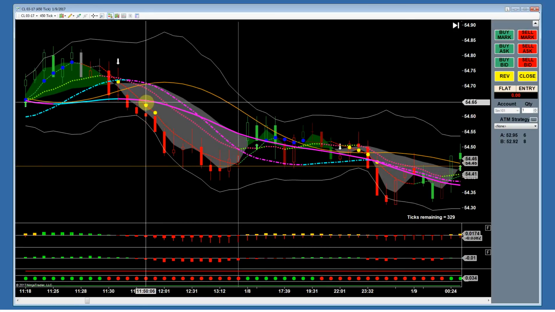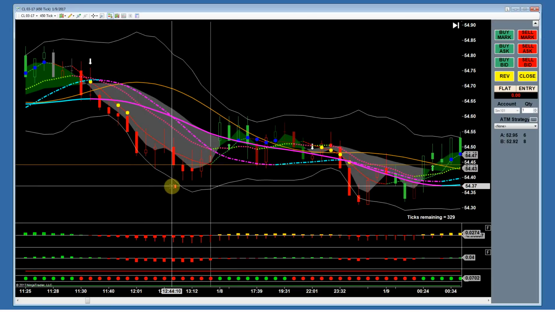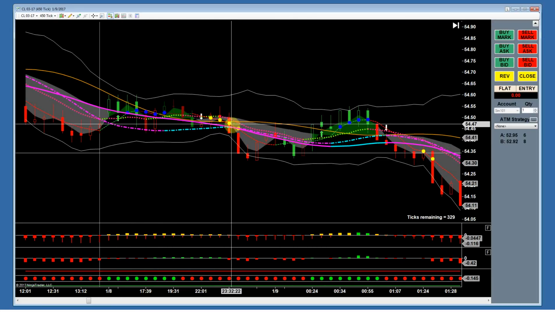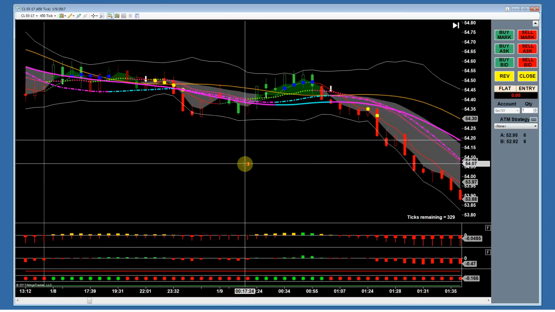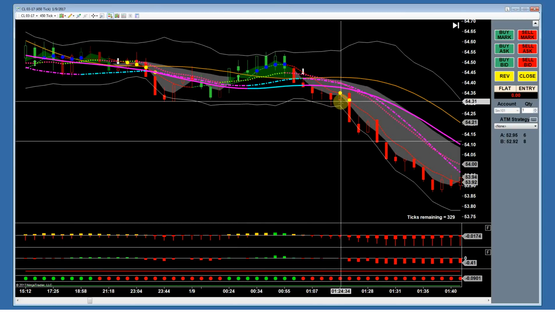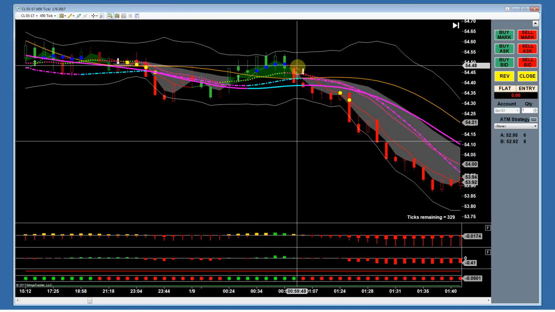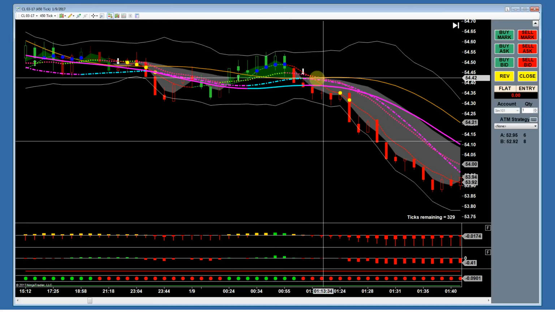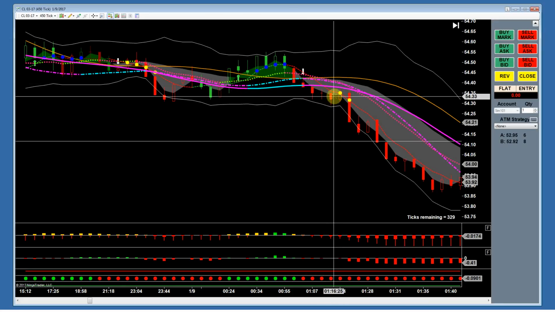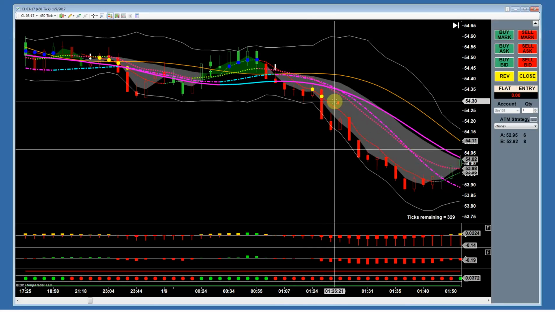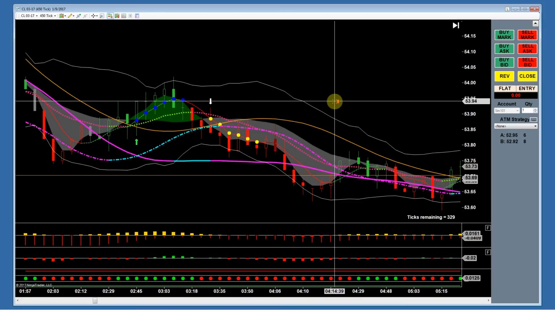Same thing here. If you wait for them to match color, the crossover, look at that. They're beautiful. They work out so good. Look at that classic right there. This is a second level move, counter move back. Everything nice and compact around the dynamic trend bands. Down they go.